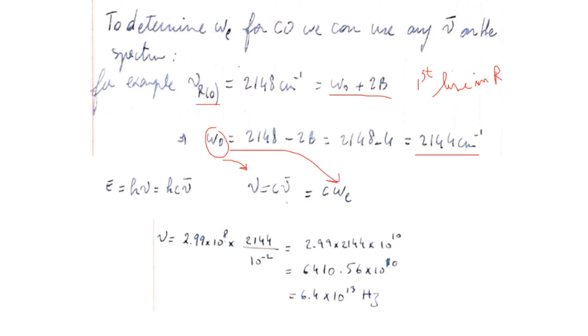So the frequency is nu equals C nu bar. Why? Because nu bar is nu over C. It's the wave number. Since we have the wave number which corresponds to this middle transition that is not allowed, it's equal to C omega E, because omega E is this wave number. And then from that we calculate the frequency, which is around 6.4 10 to the power 13 Hertz.